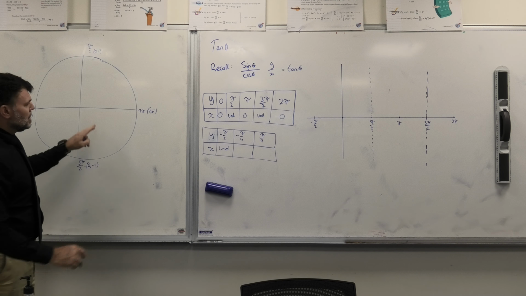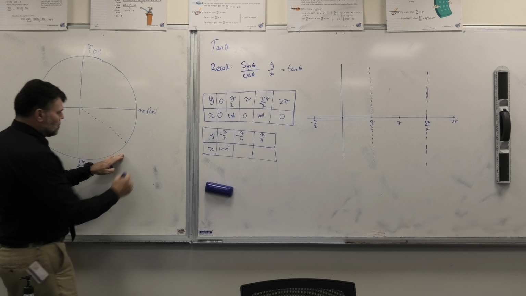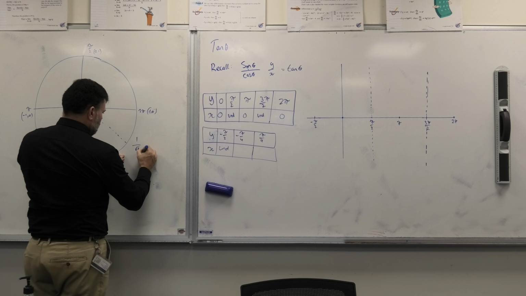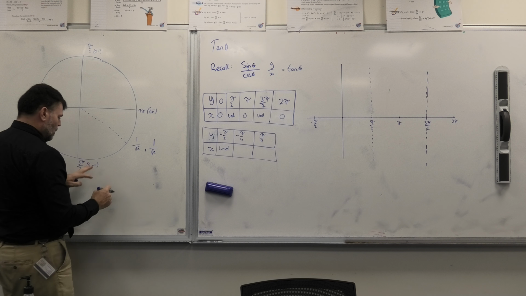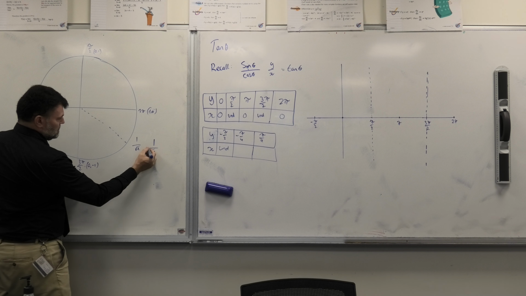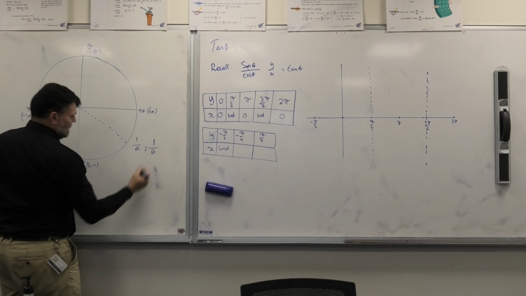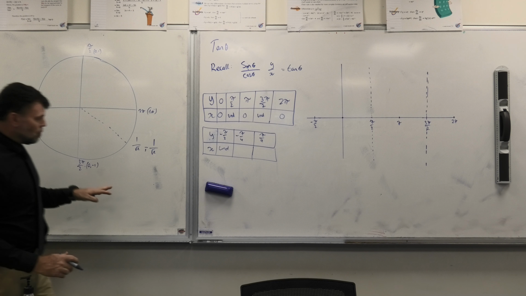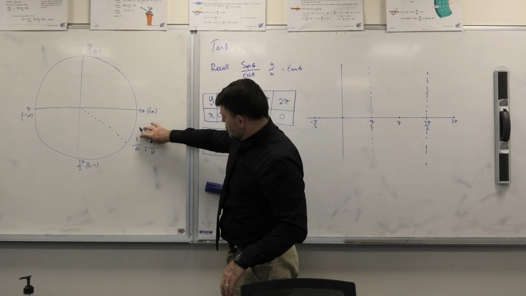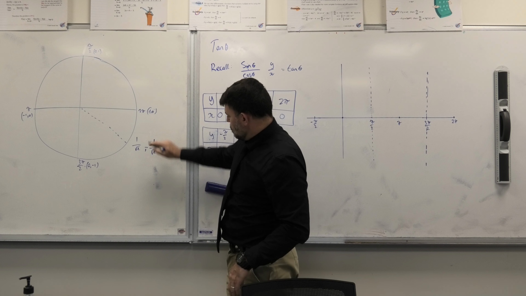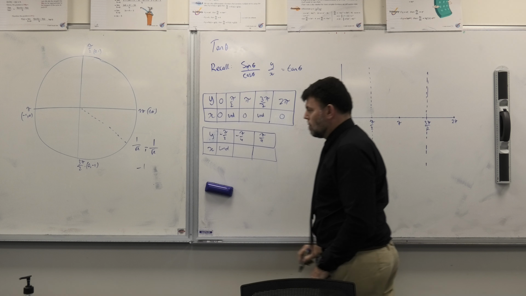Negative pi on 4 is the same as negative 45 degrees. And we know the coordinates here will be 1 on root 2 and 1 on root 2. However, the y-coordinate is negative here. So if we wanted to work this answer out, we can say, well, 1 on root 2 times 1 on root 2 will give me negative 1.